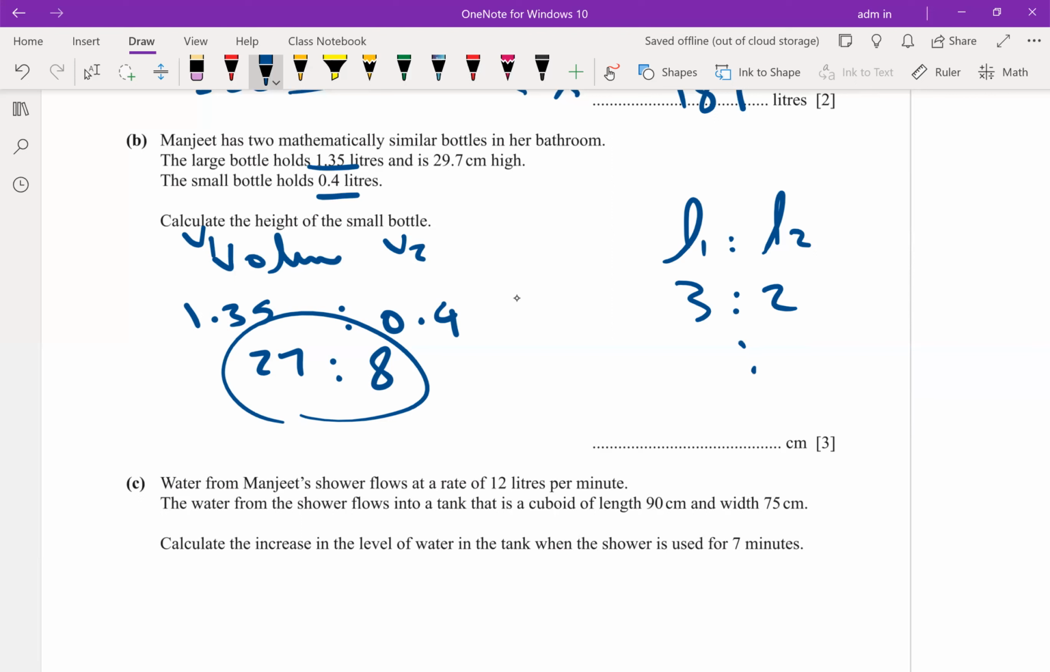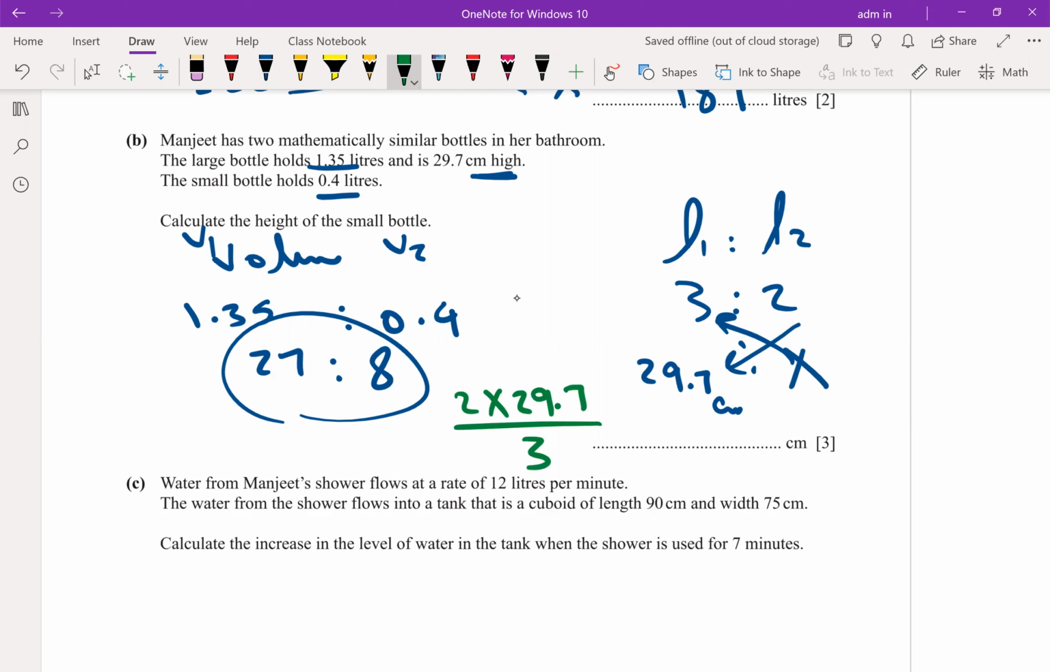Now, which is given? The large height or the small height? The large height. Write it down, the large height to 9.7 centimeter. Cross multiplication, your answer will be in centimeter. 2 multiplied by 9.7 divided by 3. What is the final answer? 19.8. 19.8.